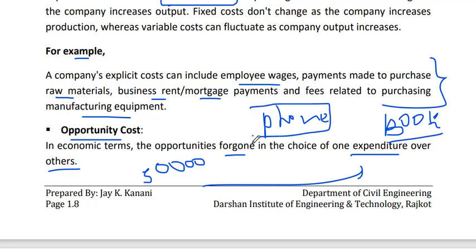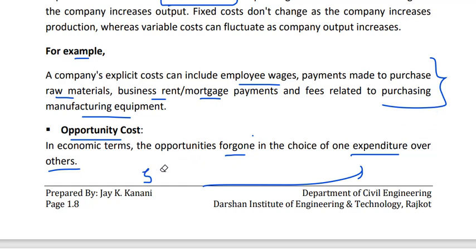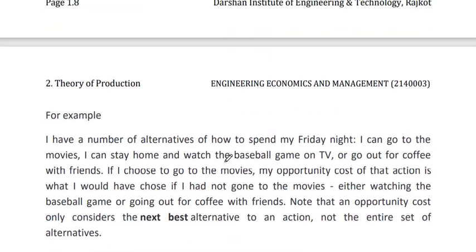So the price of the phone, which remains unspent, is the opportunity cost. We have forgone this expenditure, this object that we will not require in the given time. If at that time I had bought the phone, the price of the book would be the opportunity cost. If we choose one object over another, then the price of the object not bought is called the opportunity cost.